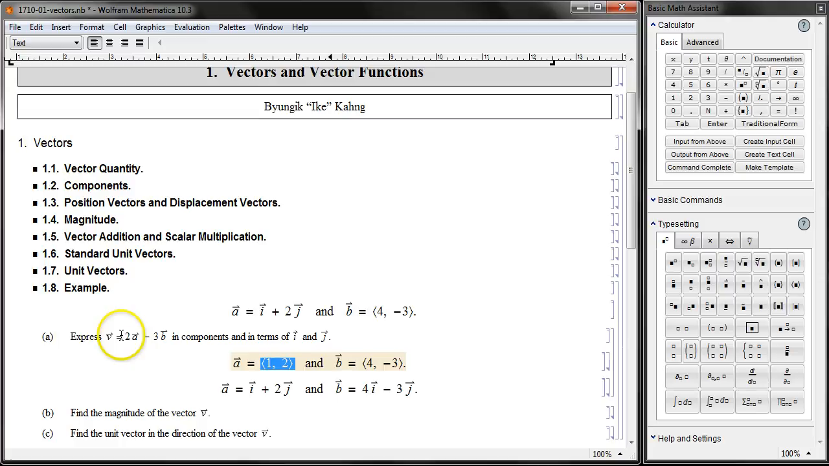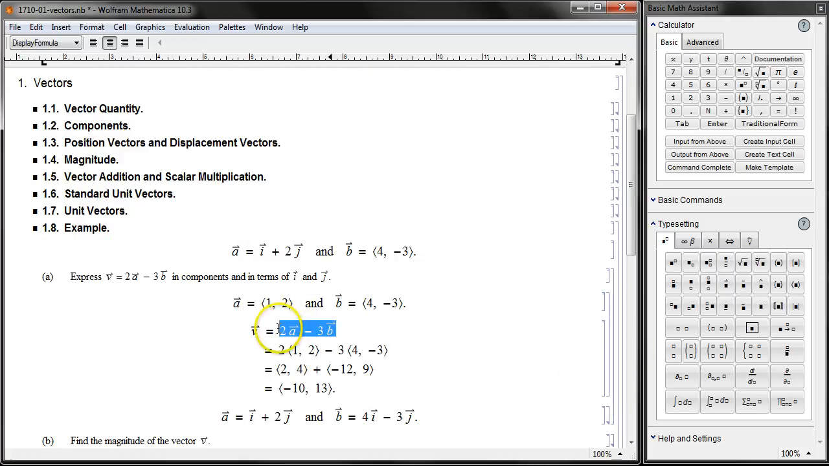And then calculate 2a minus 3b. Well, here it is, 2a minus 3b is nothing more than 2 times vector <1, 2> minus 3 times vector <4, -3>. And just use the same algebra operation, multiplication first. So multiply all those coefficients first, double each coefficient, -3 times each coefficient, and then add everything up. We end up with <-10, 13>. Very simple computation.